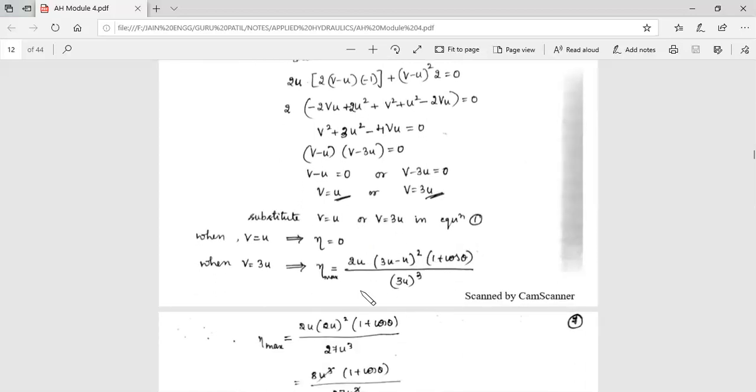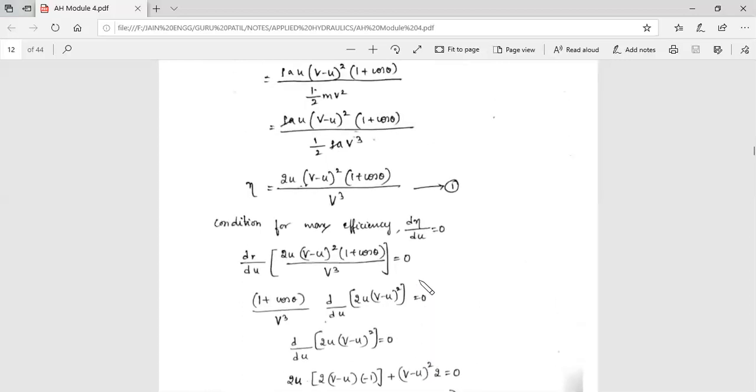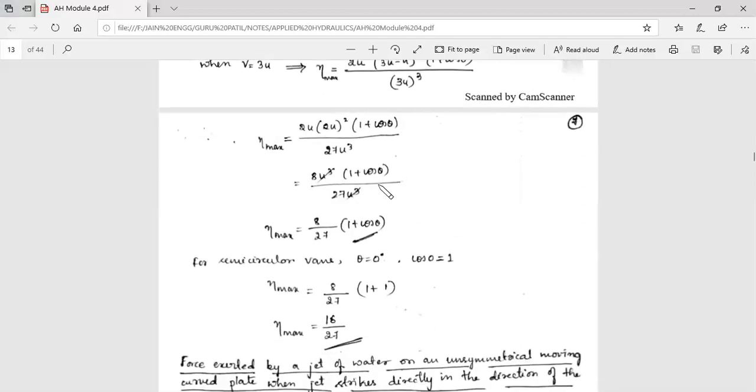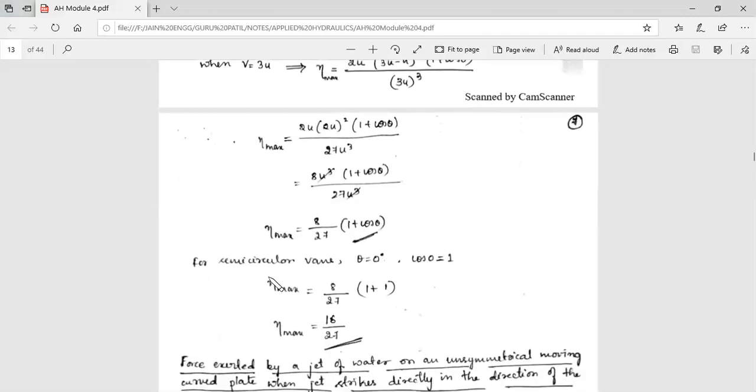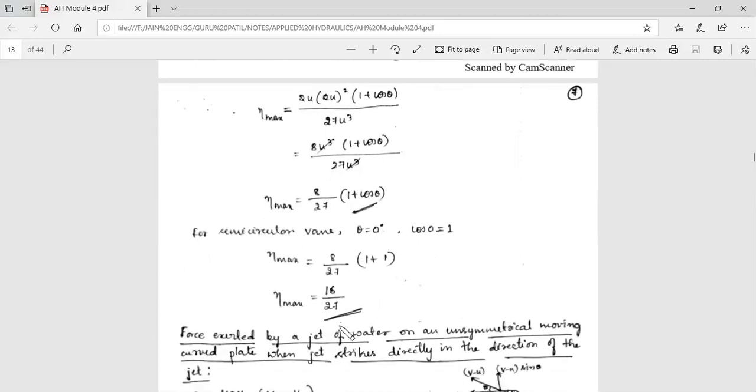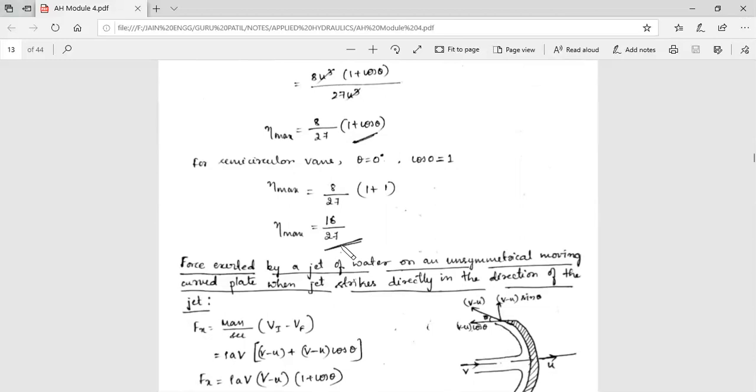So substituting in that equation, we will be getting 2u (3u minus u) whole square (1 plus cos theta) divided by v cube. So v cube is 3u cube. Simplifying this, we will be getting eta maximum as 8 by 27 (1 plus cos theta). For semicircular vanes where theta is 0, if you substitute cos 0 as 1, it will become 1 plus 1. So 8 by 27 into (1 plus 1), 2, that is 16 upon 27. That is the maximum efficiency of the curved vane.